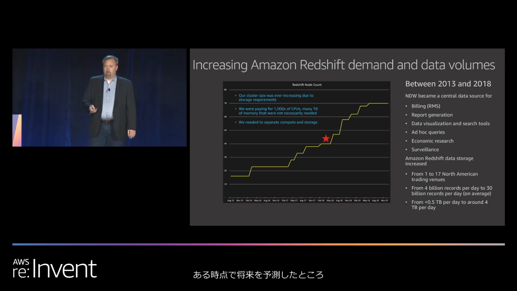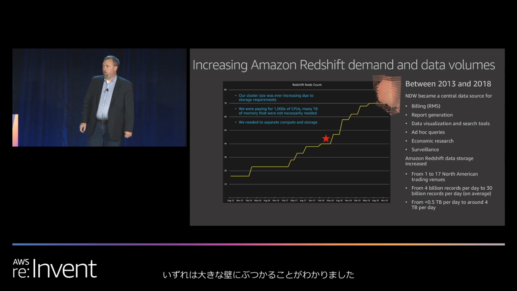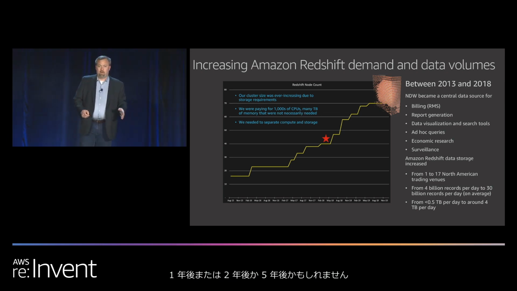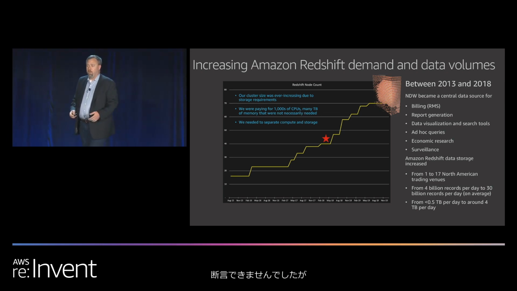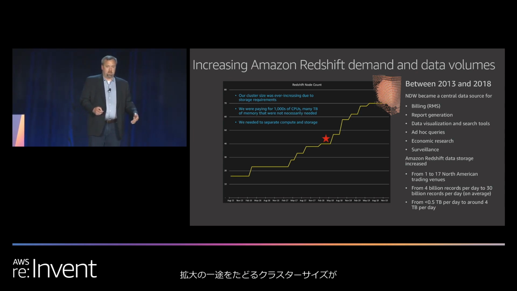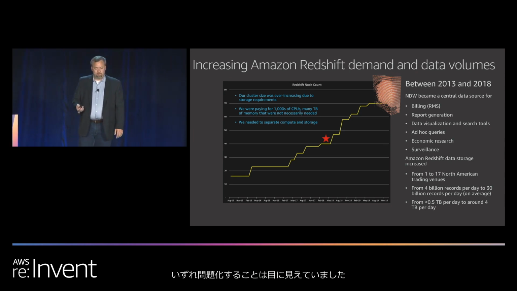And when we started doing projections looking forward, we saw a brick wall in our future. We didn't know when that brick wall was going to happen. It could have been in a year or 2 or 5 years. We weren't sure, but we knew that this ever-increasing cluster size was going to become a problem.